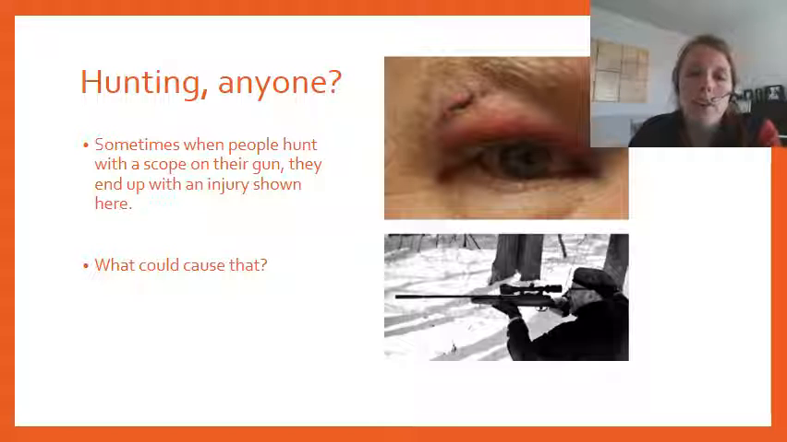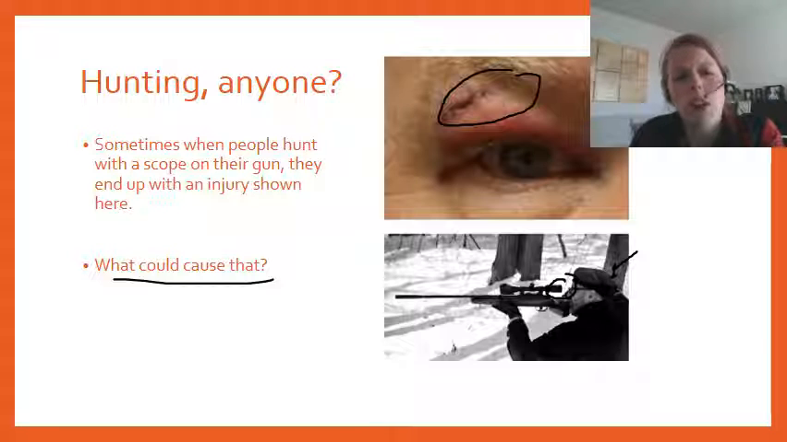Have you ever been hunting? I'm not a big hunter, but have you ever had the chance to shoot a big gun like this guy down here? Well, the question I ask is, sometimes when people hunt, they get these eye injuries right above their eye. They're looking out this scope, and just to pause here, what could cause that?